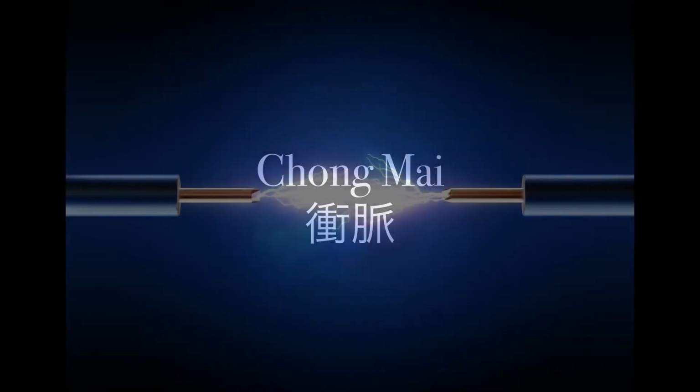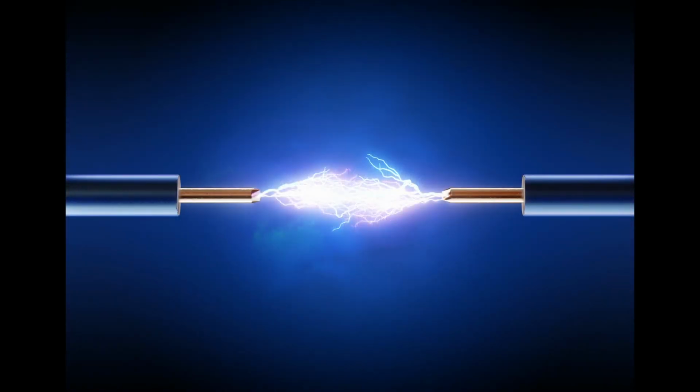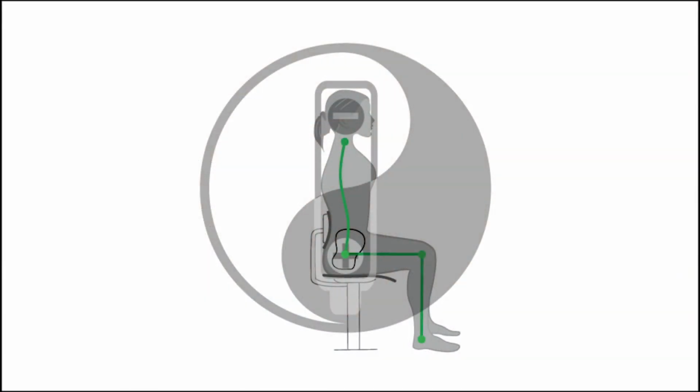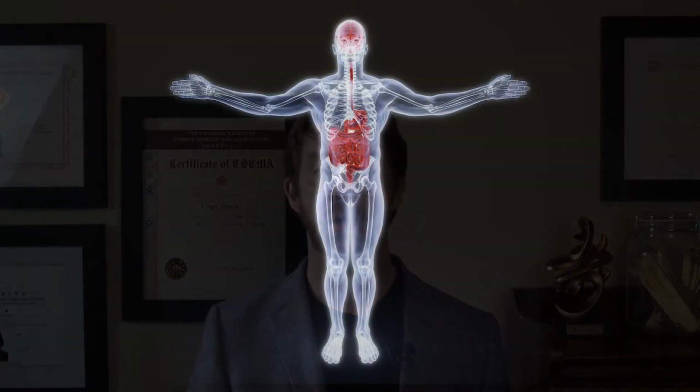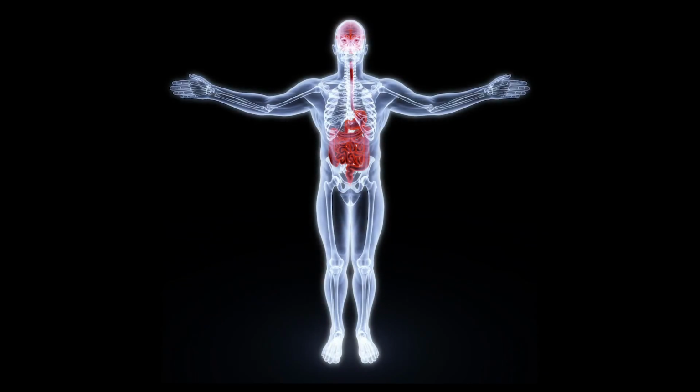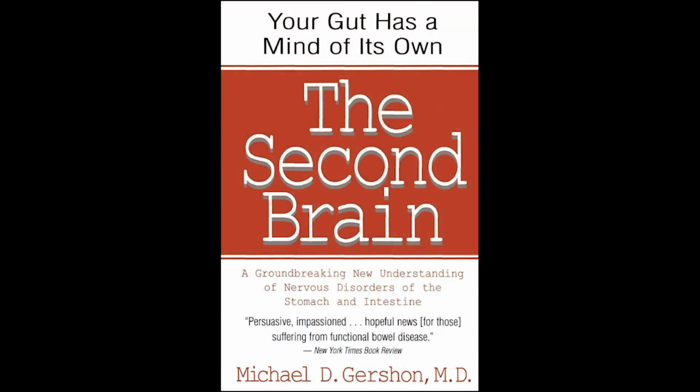Chong translates roughly as to rush through, the same way that an electrical cord moves energy through a potential difference at lightning speed. The upper and lower polarities, you can also call them the upper and lower dantian, refer to the two brains of the body, one in our head and the other in our gut. For more details on this fascinating subject, please see the book The Second Brain by Michael Gershon. It outlines the remarkable discovery of the enteric, or gut, nervous system.